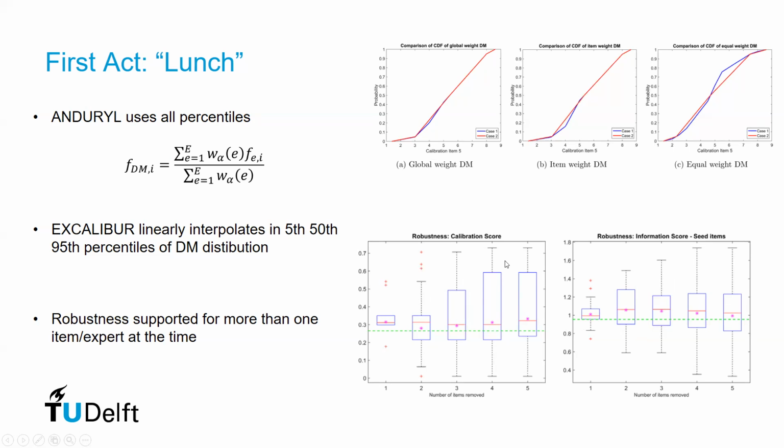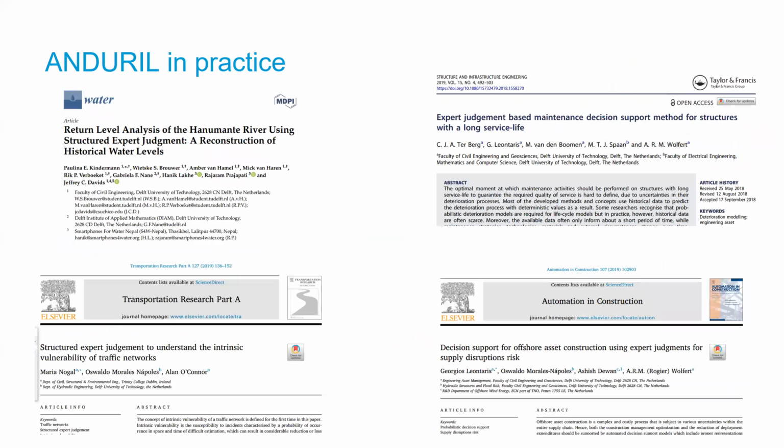And this is also available for robustness on experts, right? Excluding 1, 2, or as many as the user would like to see on the robustness analysis. Okay, so as far as we know, there were at least 4 studies where this version of Anduril was already used. The first one was by Paulina Kinderman, one former student of us in civil engineering, together with Tina and other colleagues for extreme water levels.